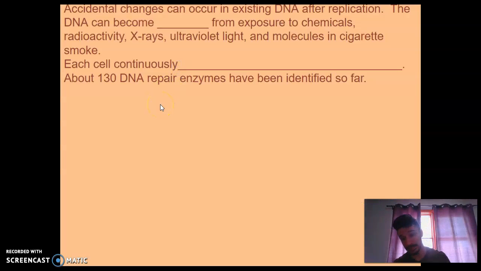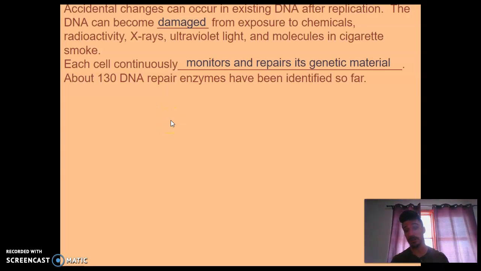Sometimes you have accidental changes that can occur in DNA that already exists after replication has happened, and the DNA can actually become mutated or damaged as a result. Some of these things include chemicals. You can have radioactivity, such as X-rays, ultraviolet light, molecules, and cigarette smoke. Each cell is going to continuously monitor and repair its genetic material for the reason that DNA can actually be so affected by outside sources of damage.